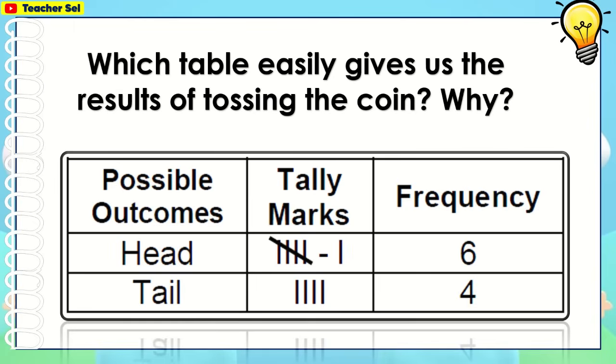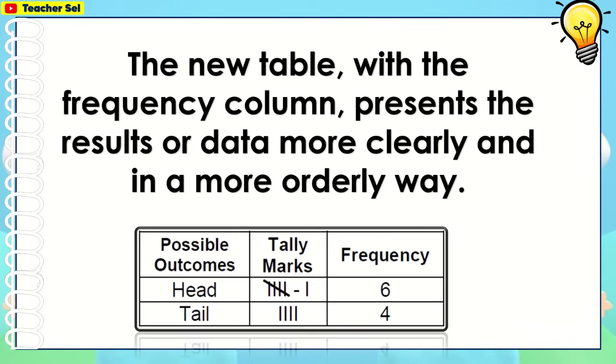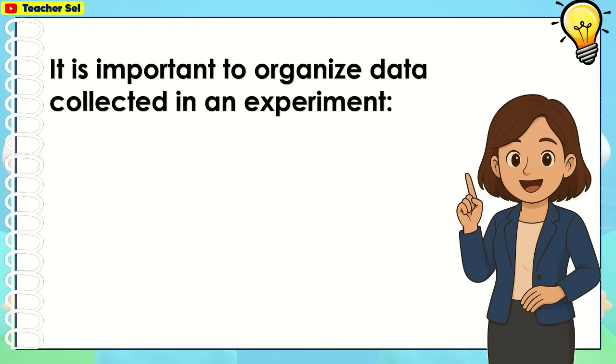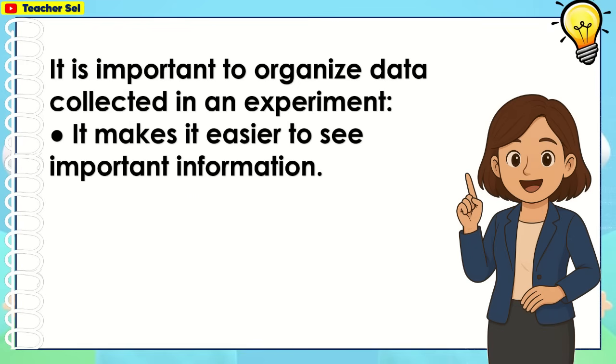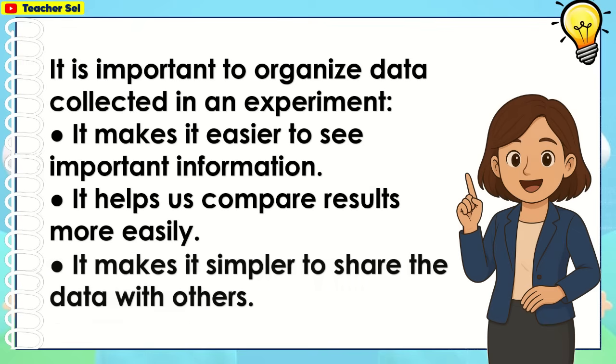Which table easily gives us the results of tossing the coin? Why? The new table with the frequency column presents the results or data more clearly and in a more orderly way. It is important to organize data collected in an experiment. It makes it easier to see important information. It helps us compare results more easily. It makes it simpler to share the data with others.